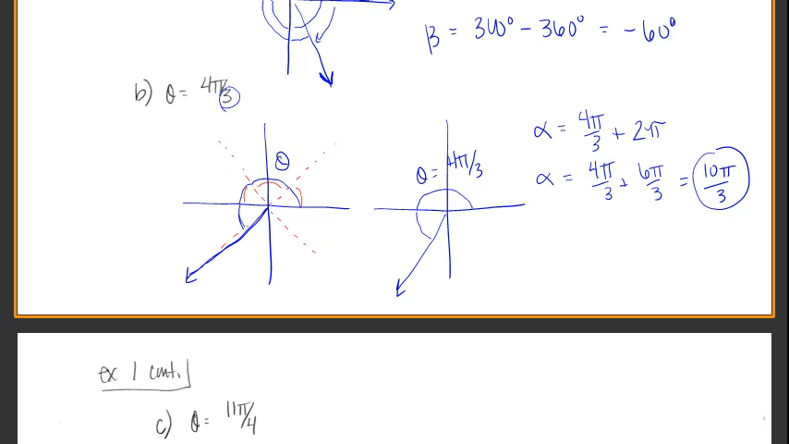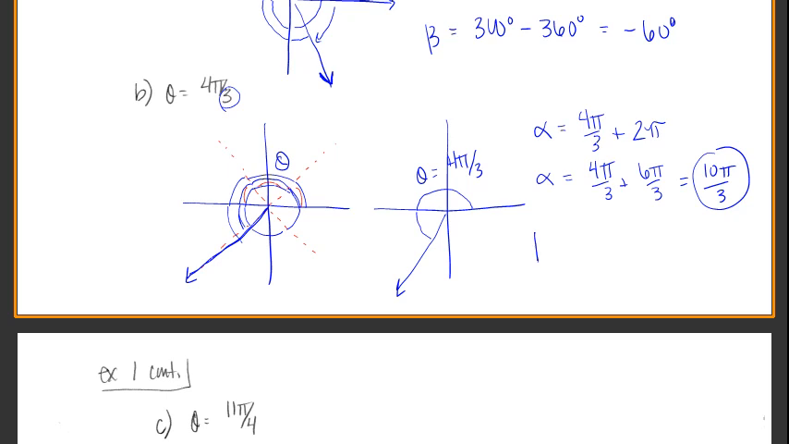And if you want to check it out, let's go back to the first one where you can really see the thirds. Here's 1/3, 2/3, 3, 4, 5, 6, 7, 8, 9, and 10. Look, 10 pi over 3 lands right where that initial ray was, so it checks out.